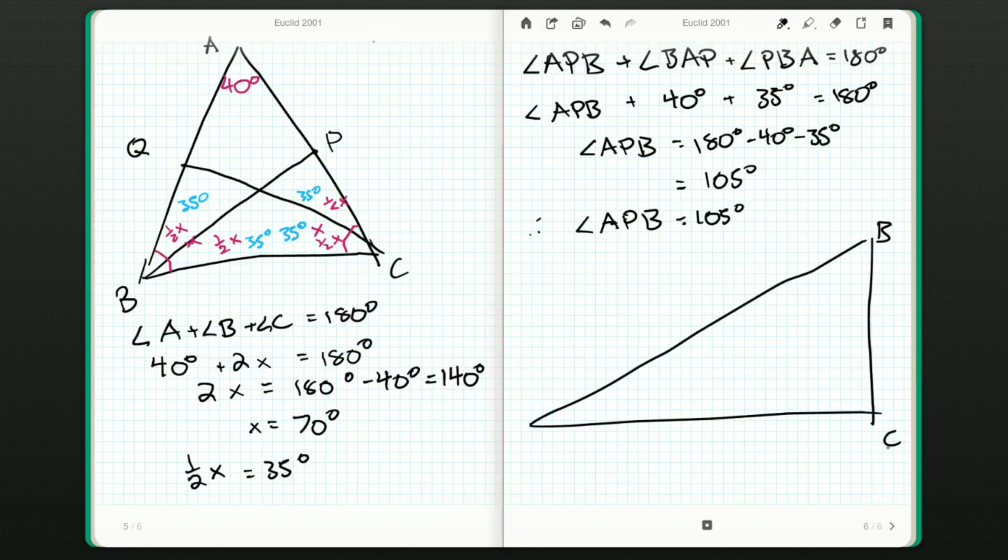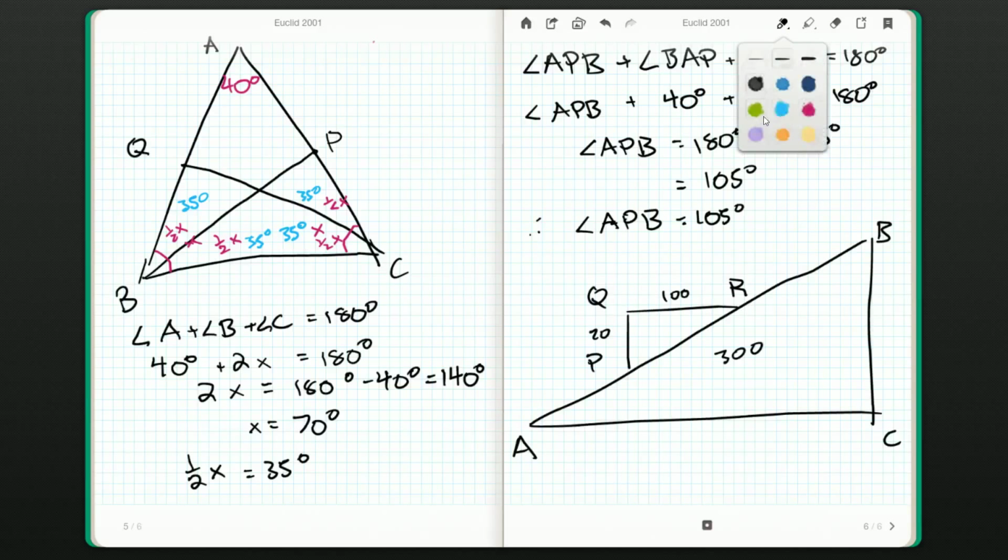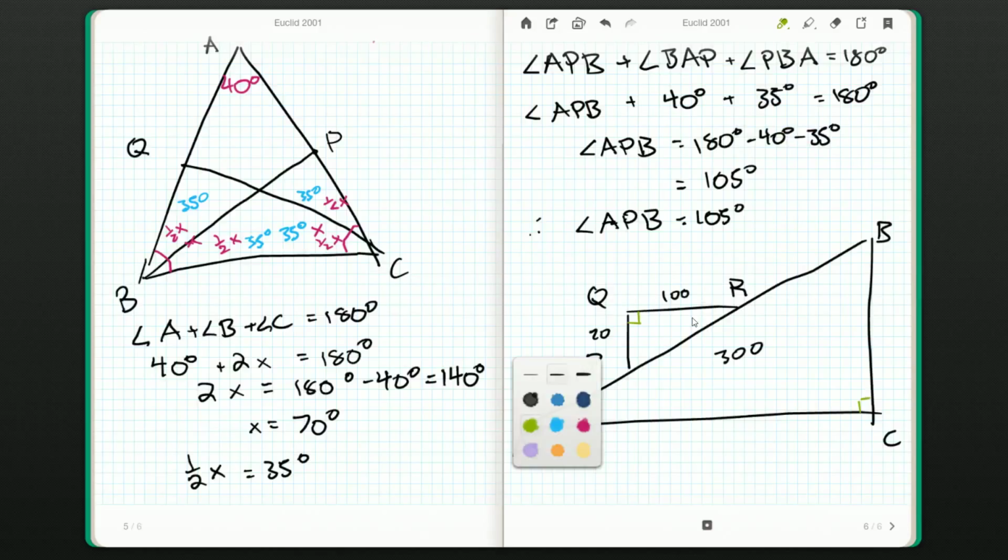There's B, C, A. It doesn't really matter whereabouts. We have QRP placed. We're not told any information about how far P is from A or anything like that. Now we have some information. We have 100 here. We have 300 as this whole length AB, and I believe 20 was here. So I think this angle here is going to be the same as this angle here, and this angle here is going to be the same as this angle here.